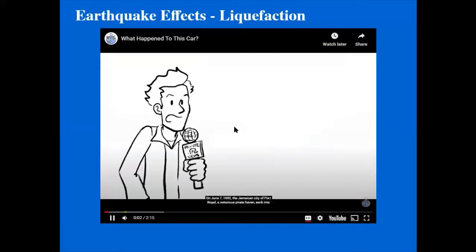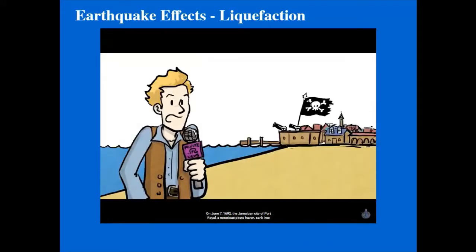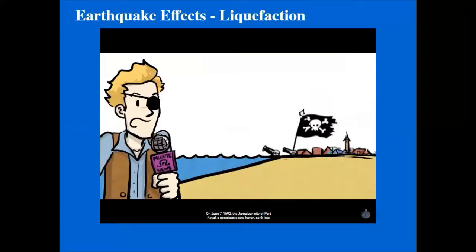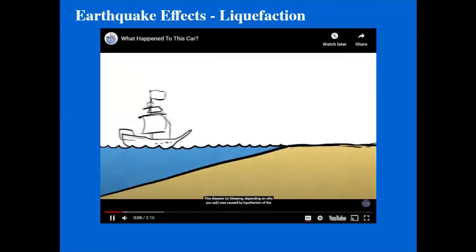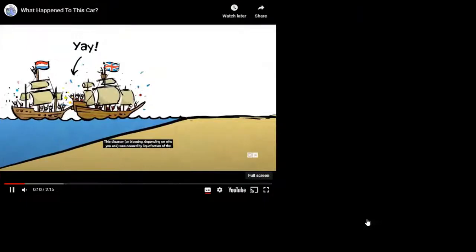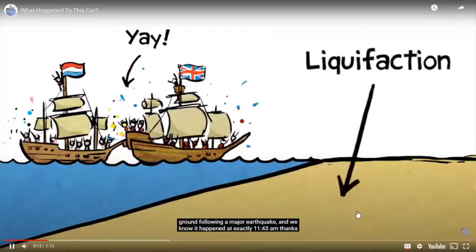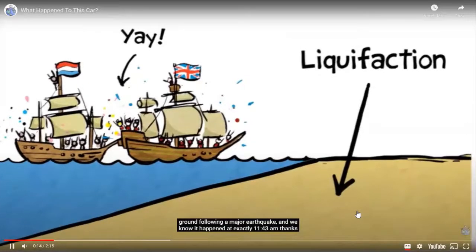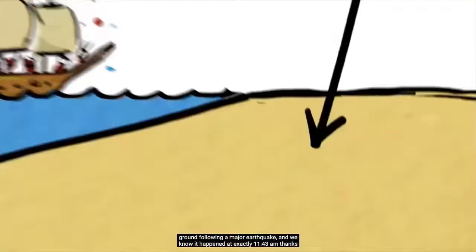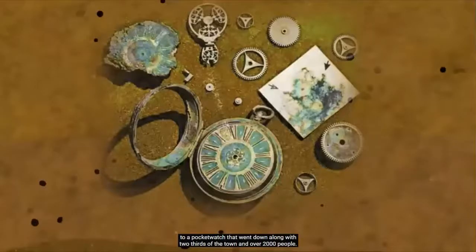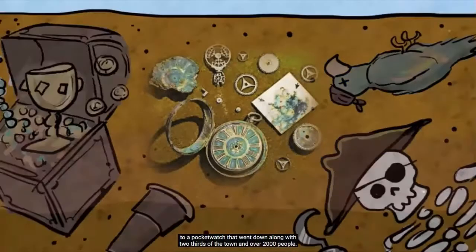On June 7th, 1692, the Jamaican city of Port Royal, a notorious pirate haven, sank into its own harbor. This disaster, or blessing depending on who you ask, was caused by liquefaction of the ground following a major earthquake. And we know it happened at exactly 11:43 a.m. thanks to a pocket watch that went down along with 2/3 of the town and over 2,000 people.